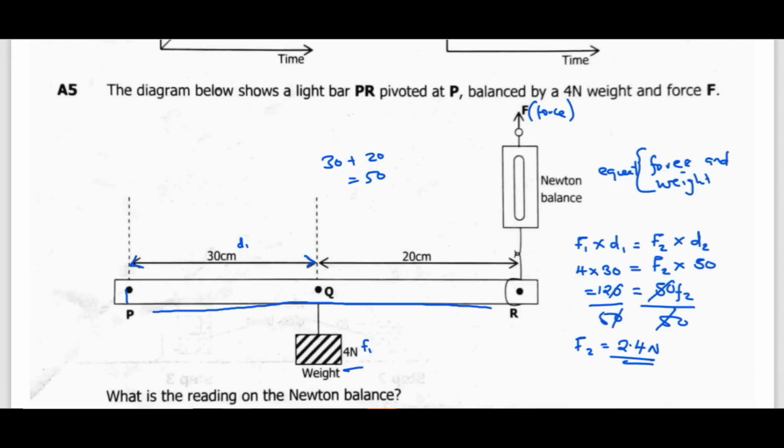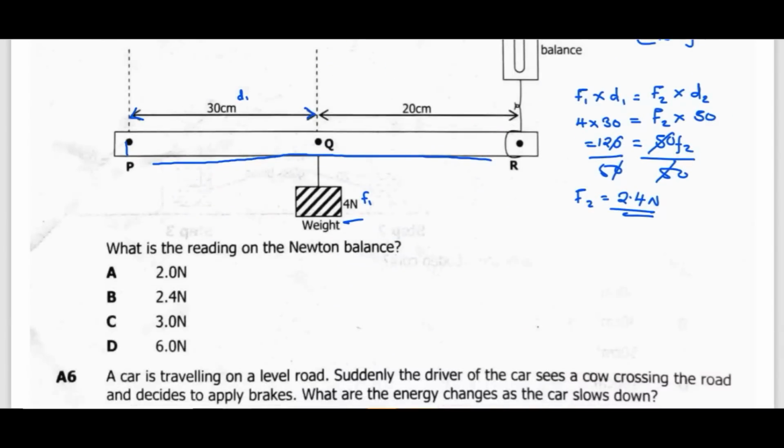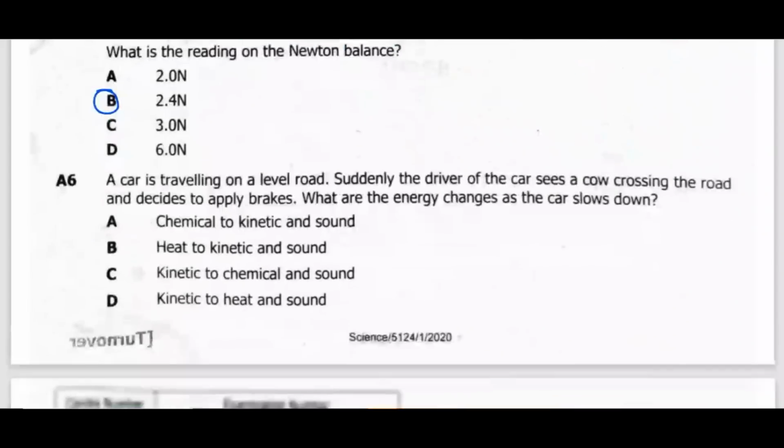So now let us go back to what we are looking for. Do we have that answer? Yes. The answer here is B. So we can move on.